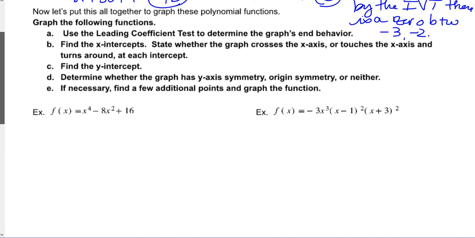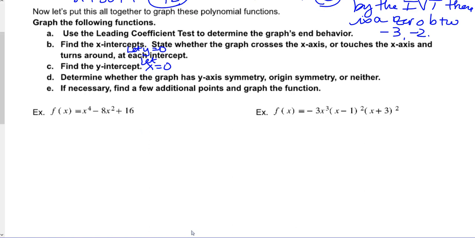There are 5 different things here that they want us to look at to see if we can get a graph on this polynomial function. We're going to use our leading coefficient test to determine the graph's end behavior. We're going to find the x-intercepts by letting y equal 0, don't forget, and state whether the graph crosses the x-axis or touches the x-axis and turns around at each intercept. So that brings in that multiplicity part. And then we're going to find our y-intercept, which means we need to let x equal 0 to do that.